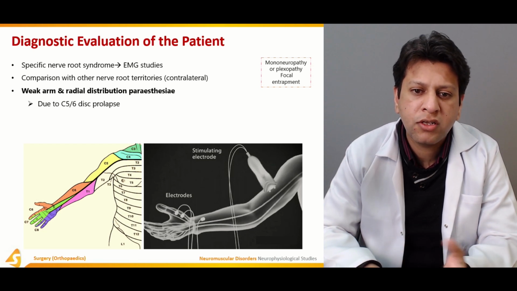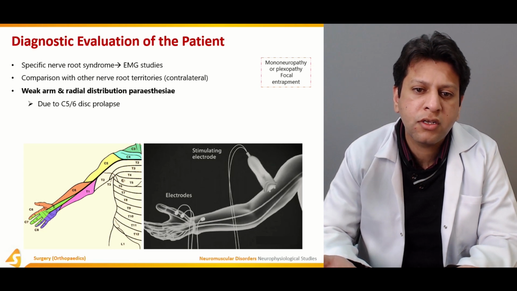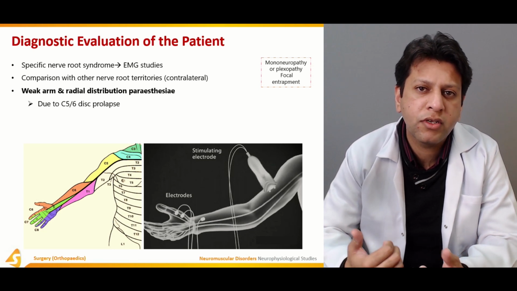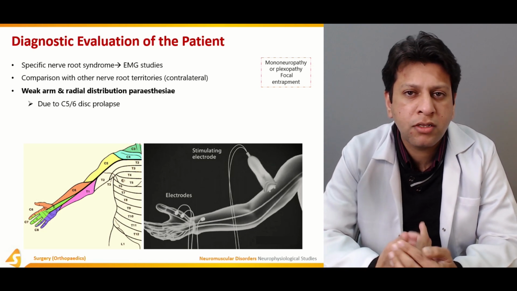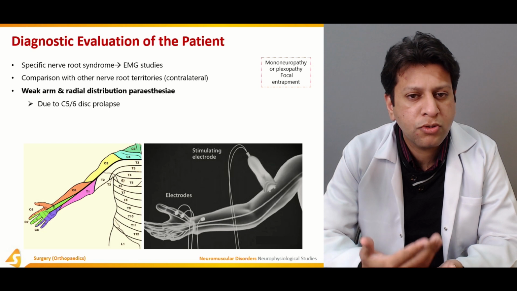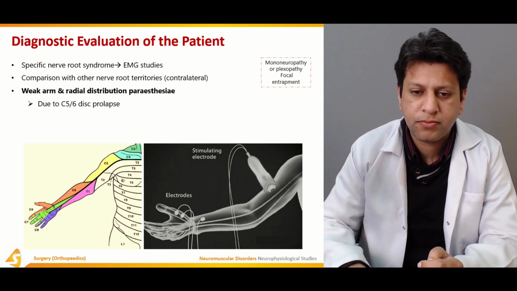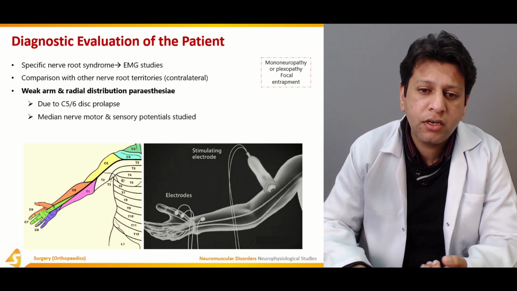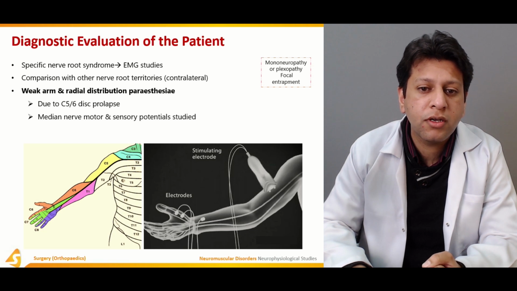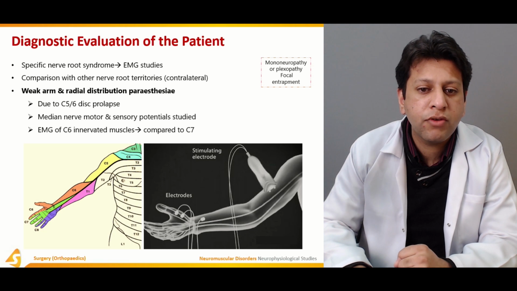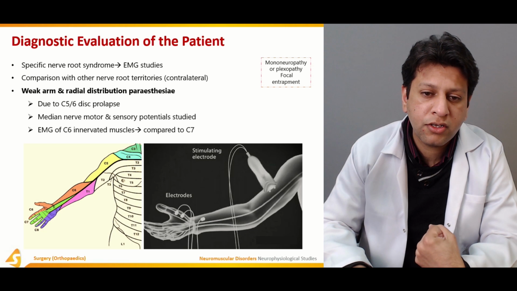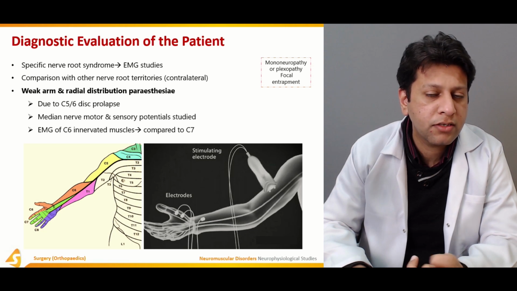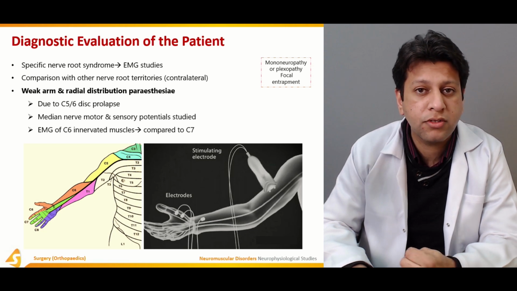Usually, if it is associated with a C5, C6 prolapse, then the symptoms would be of the C6 nerve root, and that usually affects the thumb, with paresthesias of the thumb and associated radial side weakness. If the median nerve roots are involved, motor and sensory potentials would be more affected as compared to others. On EMG, the C6 innervated muscles, especially with wrist flexion and thumb flexion, would be affected more as compared to the C7.